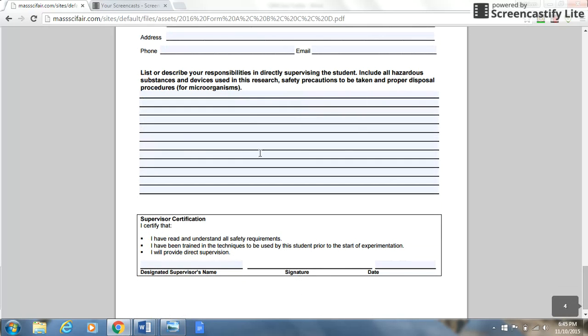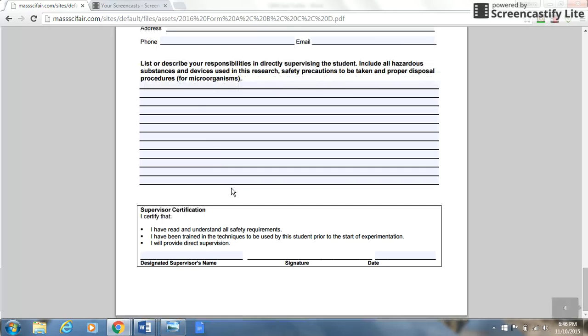In this portion here, they're asking that the supervisor include any hazardous substances, devices used in the research, safety precautions to be taken, and proper disposal procedures. Please be sure that this is a comprehensive list. Please be sure to list personal protective equipment such as goggles, aprons, or gloves. And please be specific about how any microorganisms are disposed of. Will they be disposed of in a bleach solution? Will they be picked up by a certain disposal company?